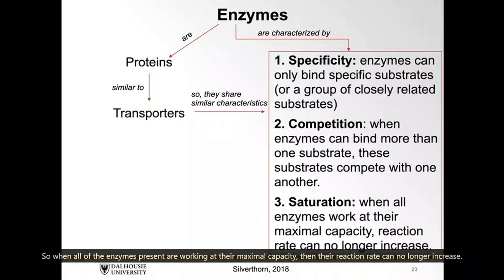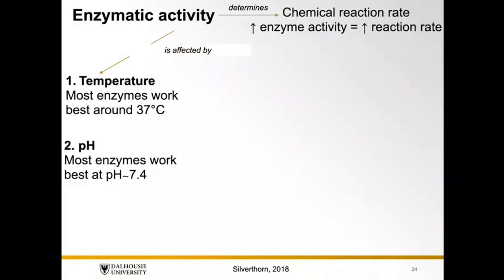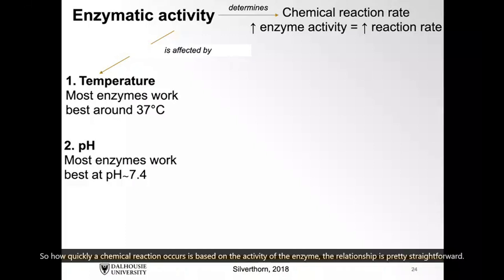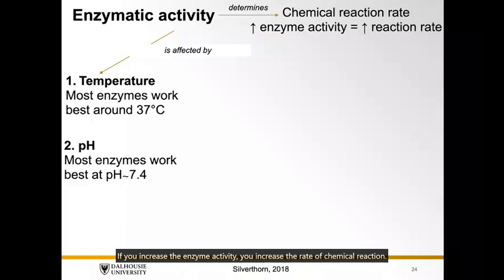So when all of the enzymes present are working at their maximal capacity, then the reaction rate can no longer increase. So these are all characteristics that we've seen before when we talked about transporters, and enzymes just share similar characteristics. So now let's look at what type of factors will affect chemical reaction. So how quickly a chemical reaction occurs is based on the activity of the enzyme. The relationship is pretty straightforward. If you increase the enzyme activity, you increase the rate of chemical reaction.